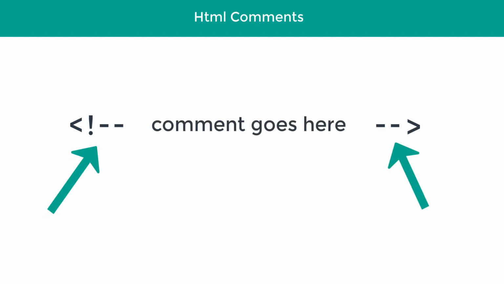To add a comment, open a left angle bracket followed by an exclamation mark, 2 hyphens, and then close it with 2 hyphens and a right angle bracket. Add your comment in between these two. You can add a single or multi-line comment so long as the content is between the HTML comment tag. Let's get into our editor and create some comments.